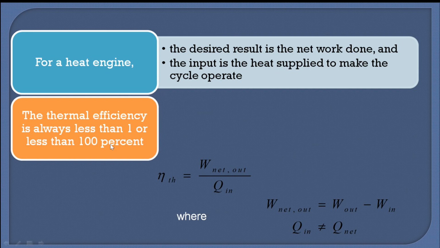Thermal efficiency is always less than 1, or less than 100%. It cannot be more than 100%. It will be between 0 and 1, or 0 and 100%. So it is a ratio of the desired result, or net work output in the case of a heat engine, to the heat input. The net work output for a cycle is the work going out of the system minus the work coming into the system.